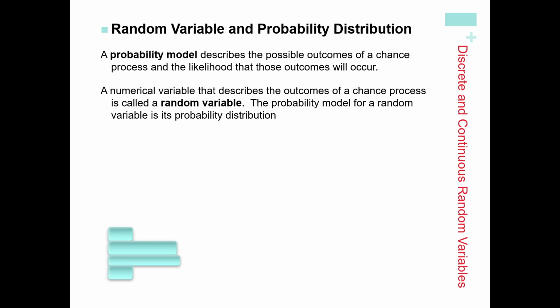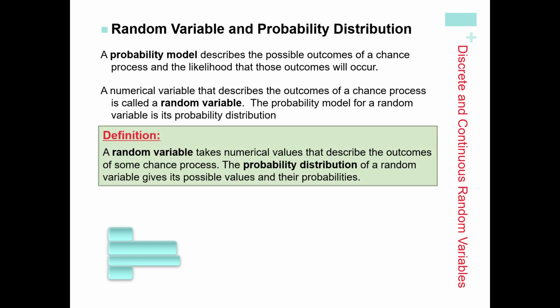So first of all, we've seen last time, in the last chapter, that a probability model describes the possible outcomes of a chance process and the likelihood that these outcomes will occur. Think back to when we drew up our table with all the various scores you can get on a pair of dice and how likely each of those scores was to happen. So a numerical variable that describes the outcomes of a chance process is called a random variable. Think again of our dice rolls and our coin flips. The probability model for a random variable is its probability distribution.